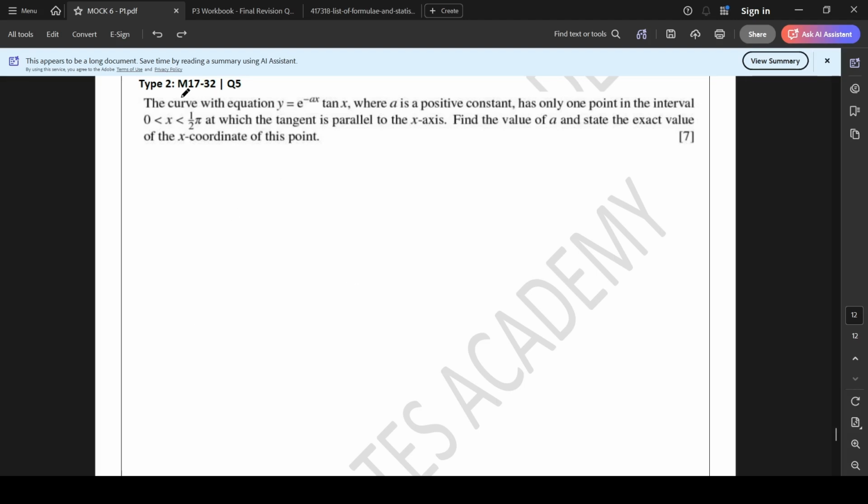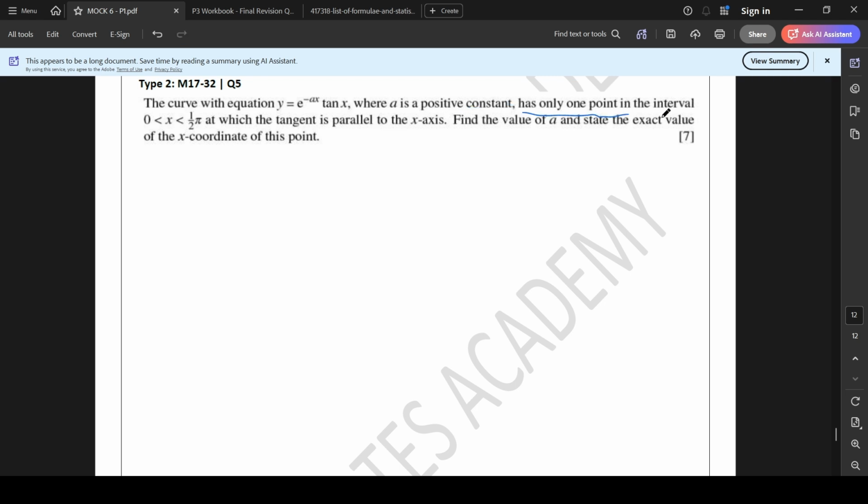So this question is coming from Feb/March 17, paper 3, variant 2, and this is the fifth question of that paper. We are given the equation of the curve, as you can see on the screen, where two functions are multiplied, where a, which is present over here, is a positive constant.